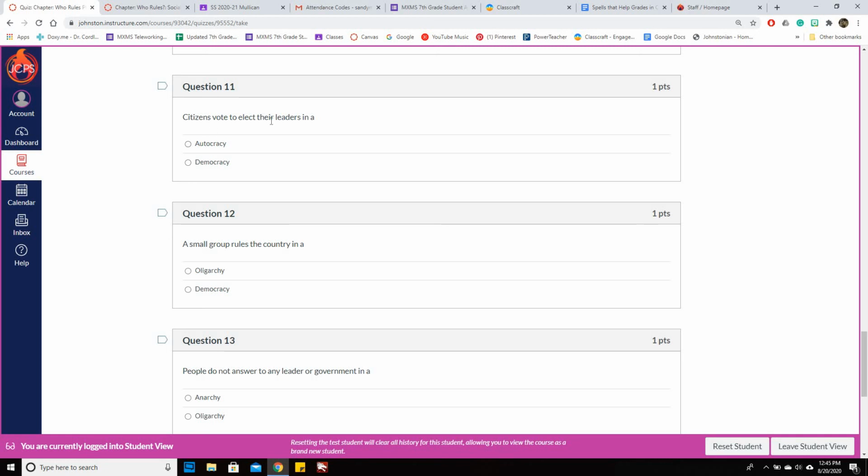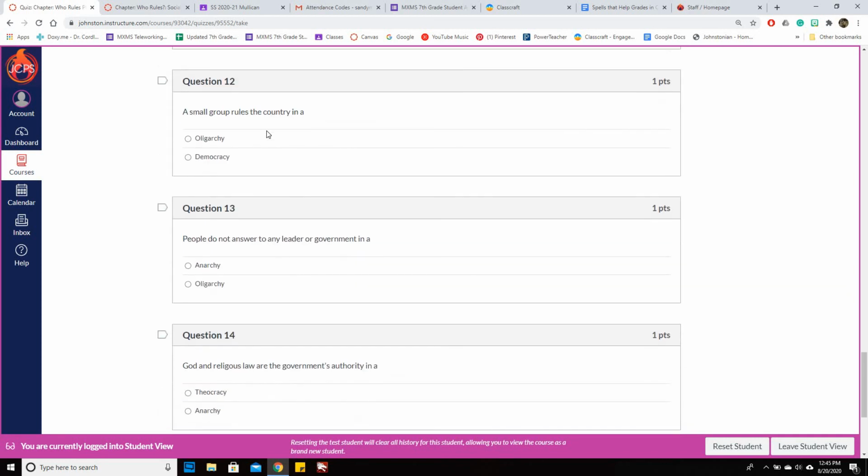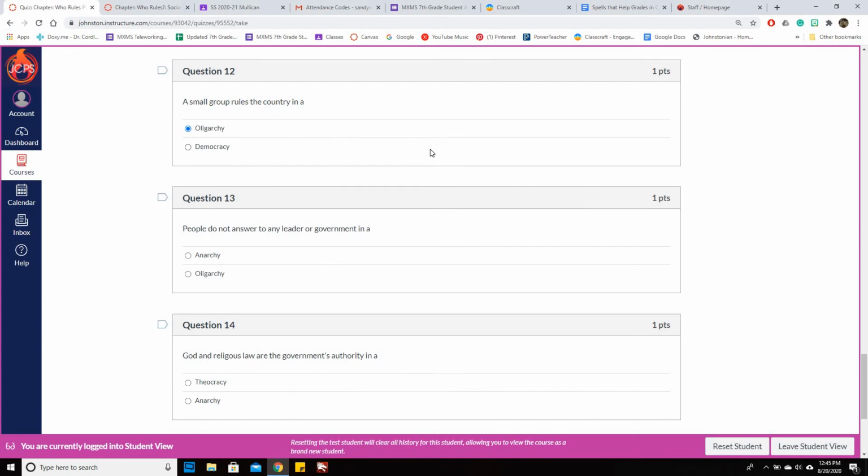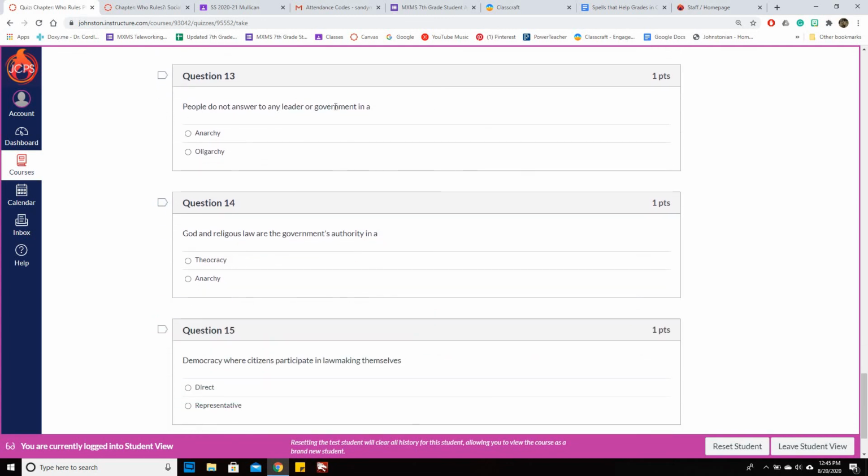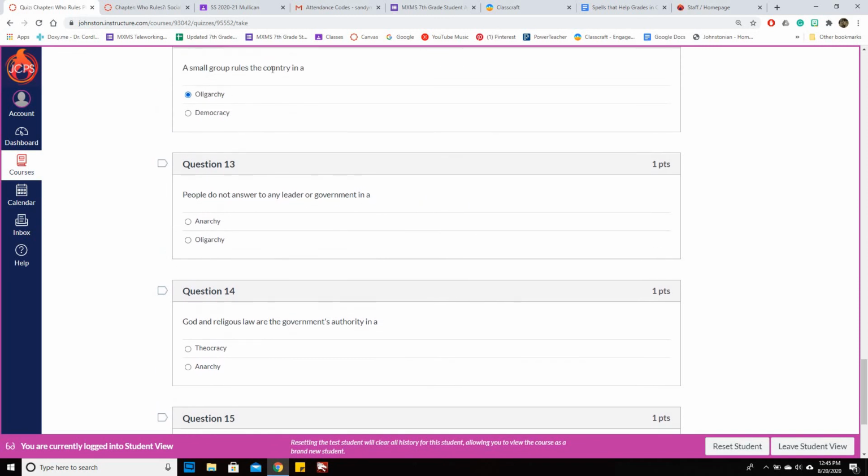11, citizens vote to elect their leaders in a... we've got autocracy and democracy. Hopefully now you know it's democracy. A small group rules the country in a... and again, if you know what democracy means at this point, with the voting and everybody being able to vote, then you should be able to narrow it down pretty quickly to oligarchy. People do not answer to any leader or government in a... And if you figured out small group rules, right? That's what oligarchy is, then this has to be anarchy.